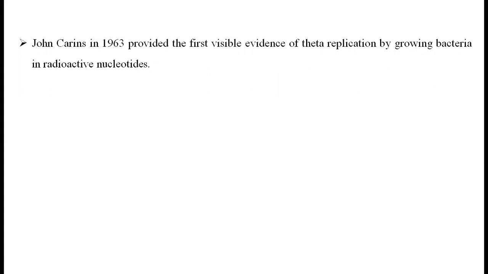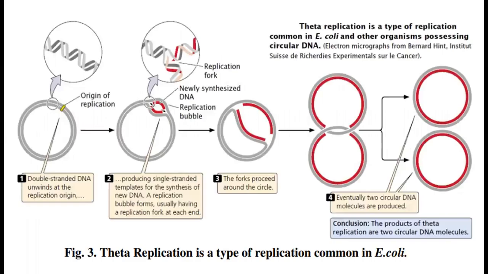One is called theta replication. I already had a discussion with you, so I will just briefly revise this. This is the theta replication, wherein you can see the mode of replication. This is the origin of replication. This is a circular DNA found in the bacteria. As we know, it is one of the regions that starts replication. It starts replicating. The region where the replication starts is called the origin of replication.